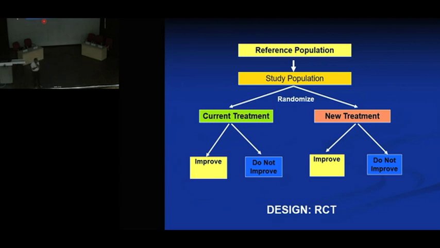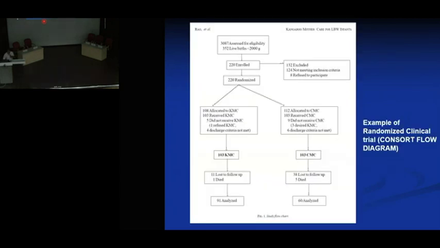Here, you assign it. So you can see the way a cohort is analyzed and the way a randomized control is analyzed is similar: exposure to outcome. But the only difference is that the assignment to the exposure group was done by you as the investigator. Okay, this is just an example.